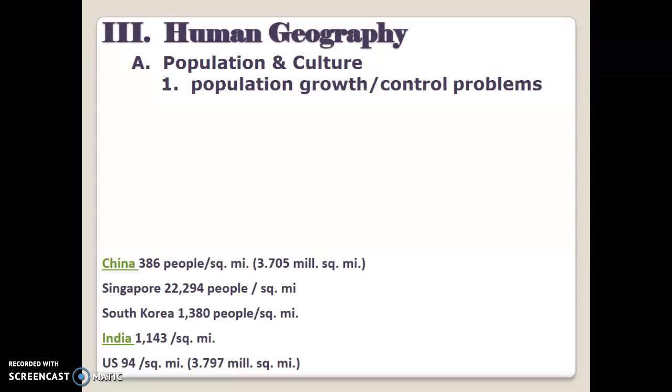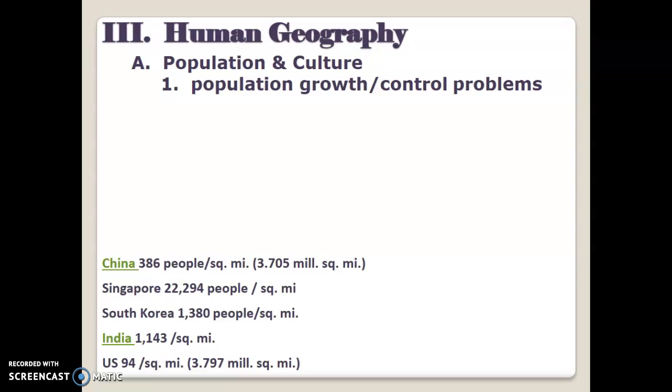So if we look at population density, and you don't need to write these numbers down, but this is for comparison. China has 386 people per square mile, which is a lot, but not nearly as many as Singapore, for example, which has 22,294 people per square mile, but it's much smaller. South Korea, not as small as Singapore, but still smaller than China, has 1,380 people per square mile. India, you can see, is much more populated than China, even though China has more people than India does, with 1,143 people per square mile.